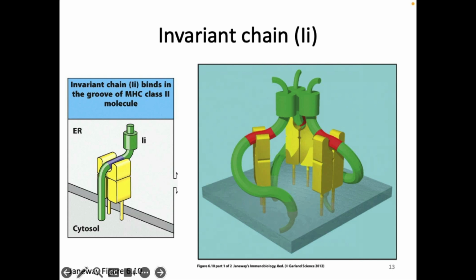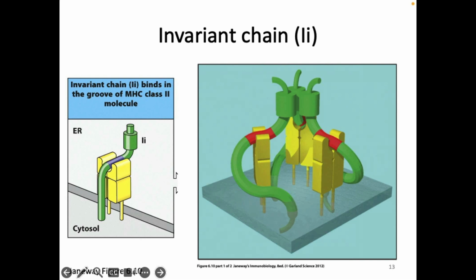So one of the things that the invariant chain is doing is blocking that peptide binding cleft. It's actually sitting in the peptide binding cleft so that peptides can't get in there. And that's one of its sort of useful features.